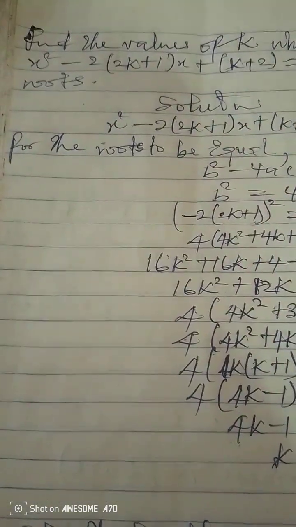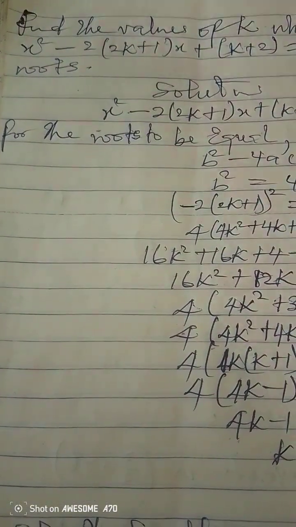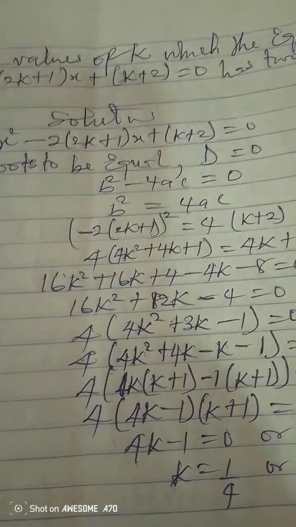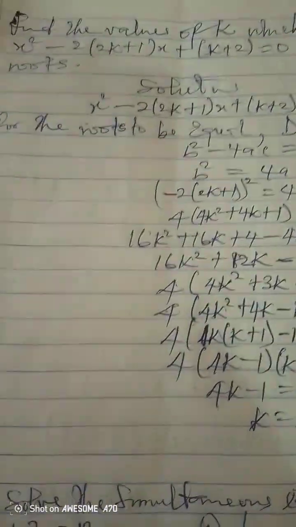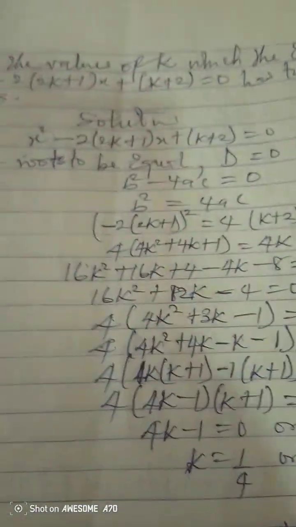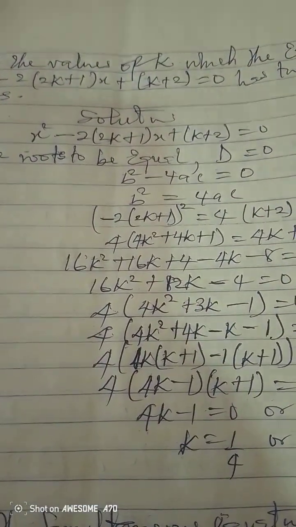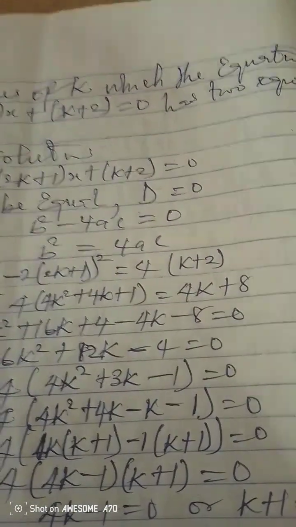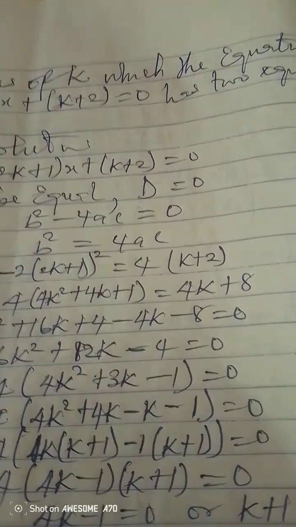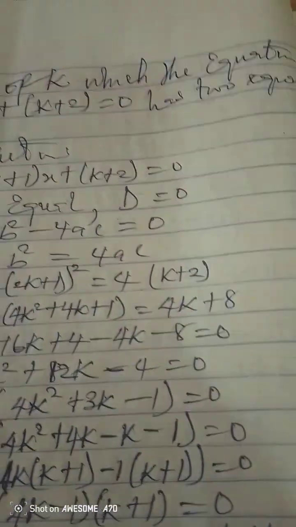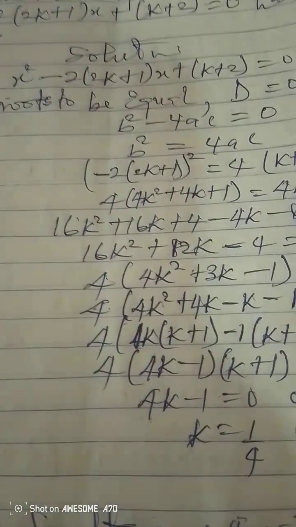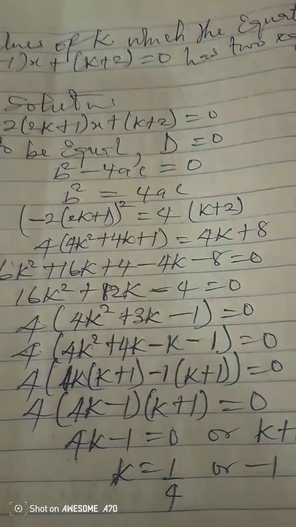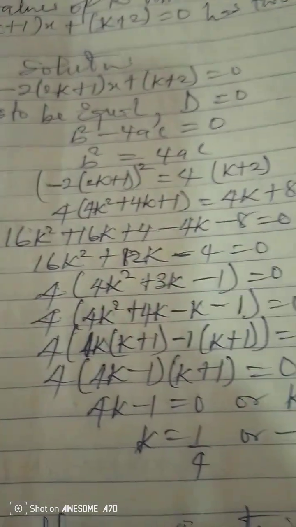Given the equation x squared minus 2(2k plus 1)x plus (k plus 2) equals 0, for the two roots of this equation to be equal, the discriminant D must be equal to 0. The discriminant of a quadratic equation is given as b squared minus 4ac. So b squared minus 4ac is equal to 0. Therefore, b squared is equal to 4ac.